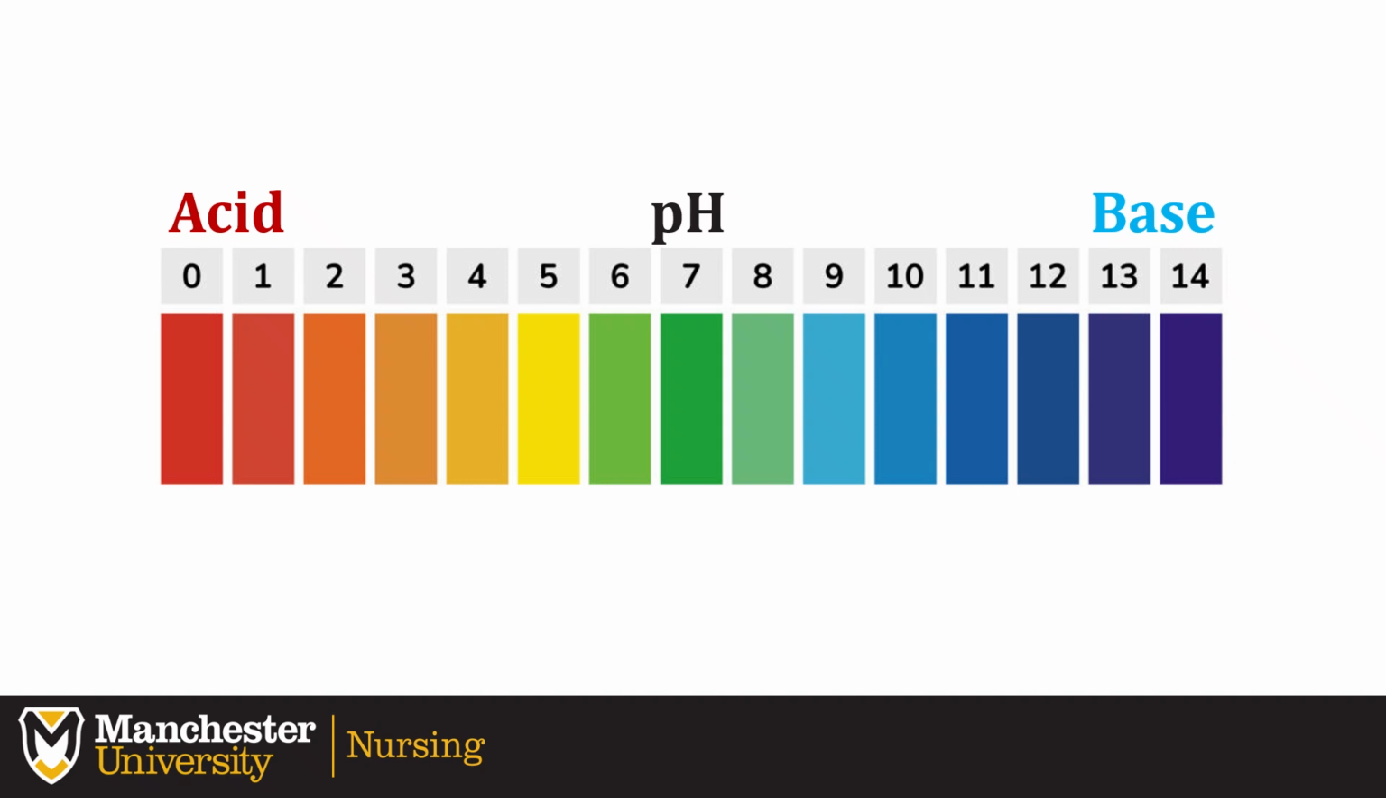The pH scale is logarithmic and describes the amount of acid or base in a solution. A pH of 7 is neutral, meaning that there are equal amounts of acid and base in the solution. In the body, a pH of 7.35 to 7.45 is normal. A pH outside of this range can be life-threatening.